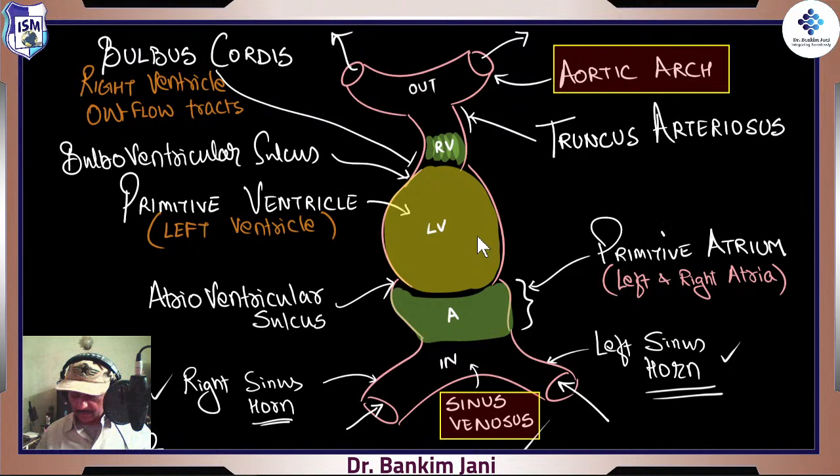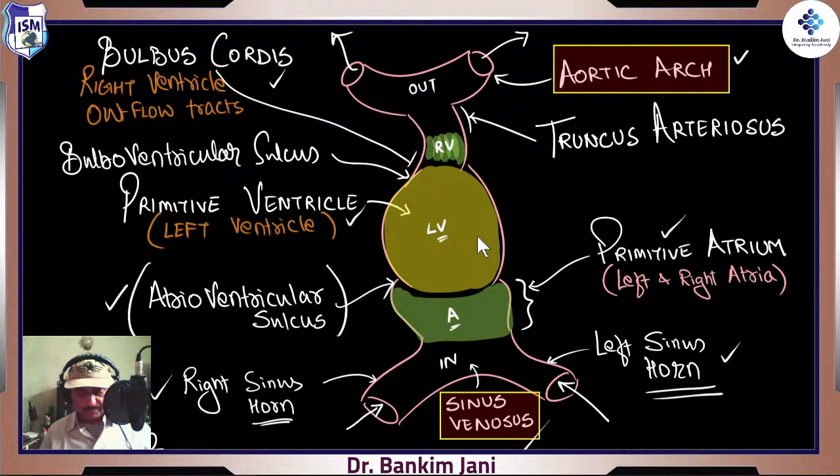There is primitive ventricle, that is also known to us. There is bulbous cordis, that is the name for that right ventricle, right? Bulbous cordis, bulb-like, cord-like, right? And aortic arch, that is the outflow tract. In between atria and ventricle, we have got atrioventricular sulcus. So that's it. This is so very easy to understand. Because this is the atrial part, this is the ventricle part, we have got atrioventricular sulcus.